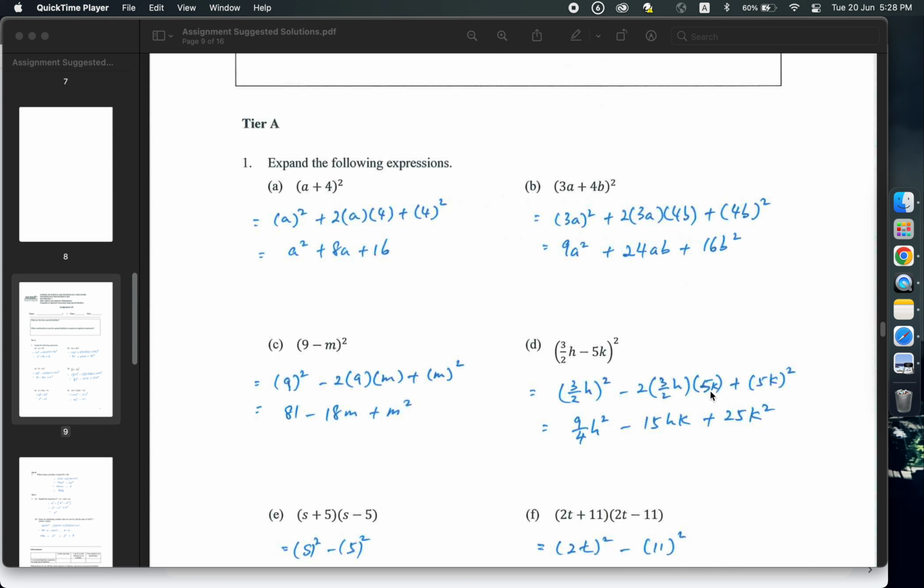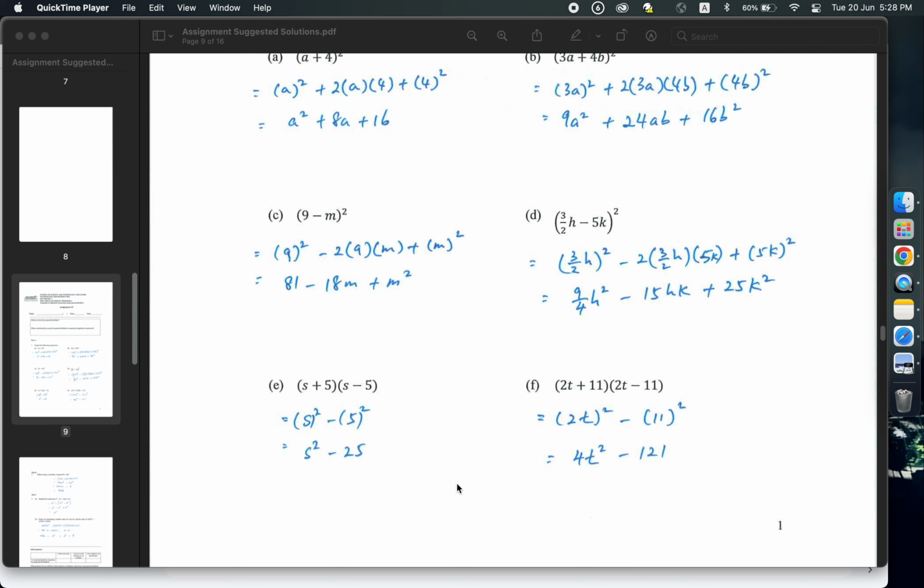Then down here, again, you can use your calculator to get the coefficient properly. And down here, you get 25. So 9 over 4 h squared minus 15hk plus 25k squared.